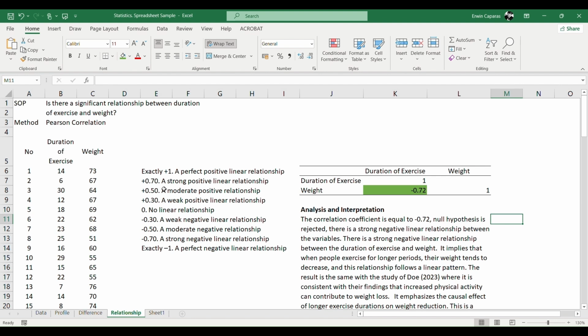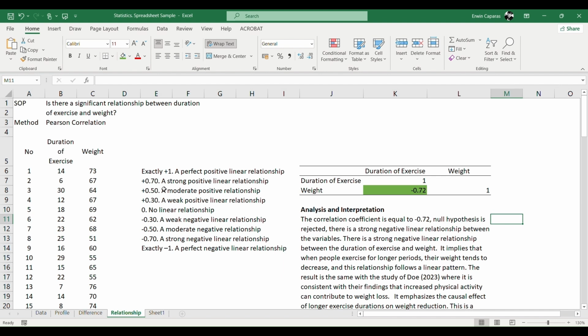Ibig sabihin ba, pag tinaasan ba natin o tinagalan natin yung pag-exercise, it means that we will have a weight loss. Okay? So we can prove this using the Pearson correlation. I believe that Pearson correlation is not new to most of you. It is because you have already used the Pearson correlation, particularly in our pilot test, to determine the reliability of the survey questionnaire being used.